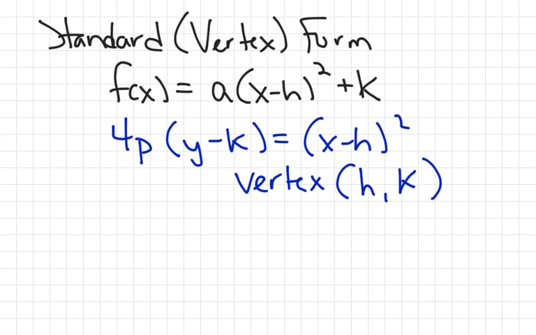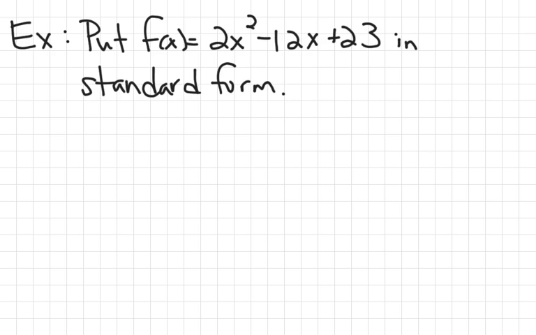And again, if a is positive, it opens up. If a is negative, it opens down. So one of the things that we're going to do is talk about how to put a quadratic equation in standard form. So let's do an example. Let's put f of x equals 2x squared minus 12x plus 23 in standard form.